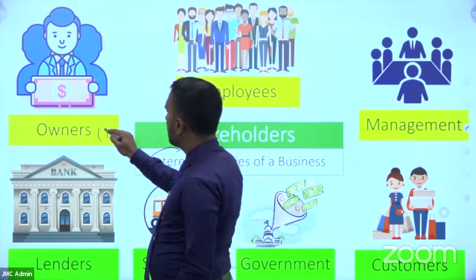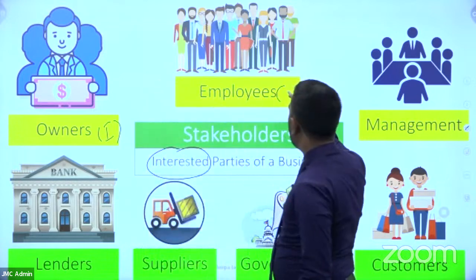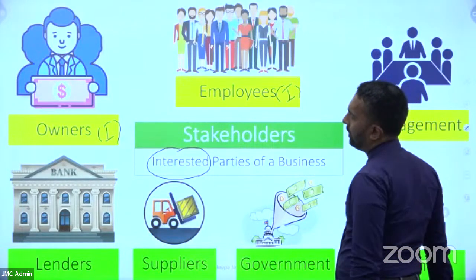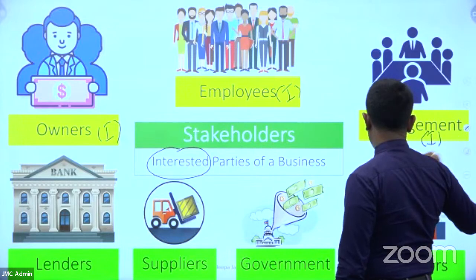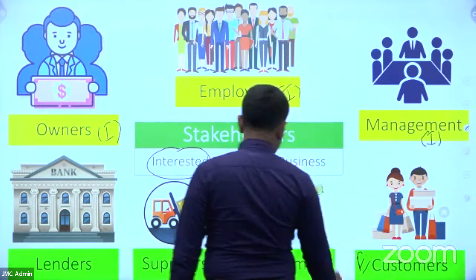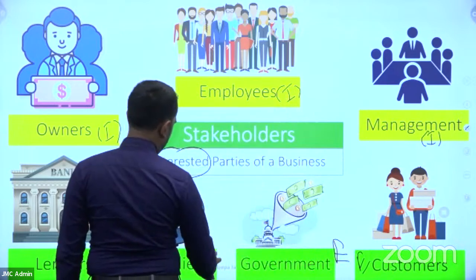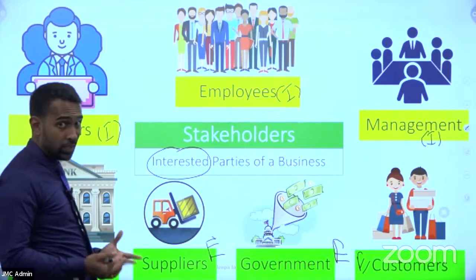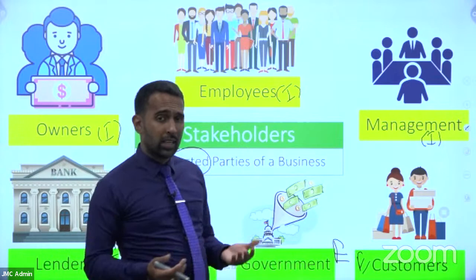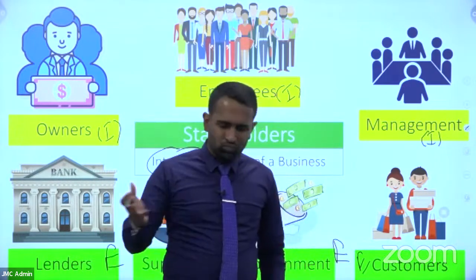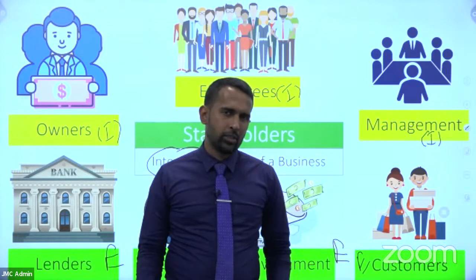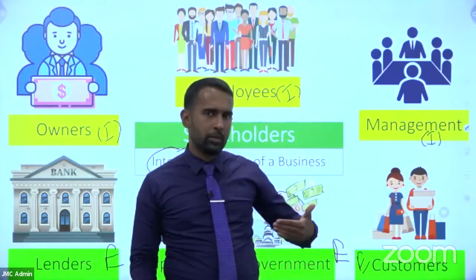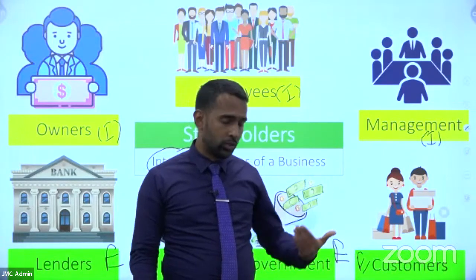Internal, right? Owners, internal. Employees, internal, because they are within the business, right? They are attached to the business. And management, internal. But customers are external. Government is external. Suppliers are external. Lenders are external, right? The owners, the employees, the management, these are internal stakeholders. But the rest of the stakeholders are external to the business. They are outsiders, but still they are connected to the business. Even though they are outsiders, they still have an interest, right?